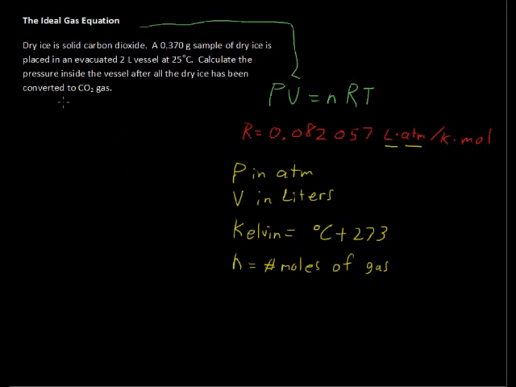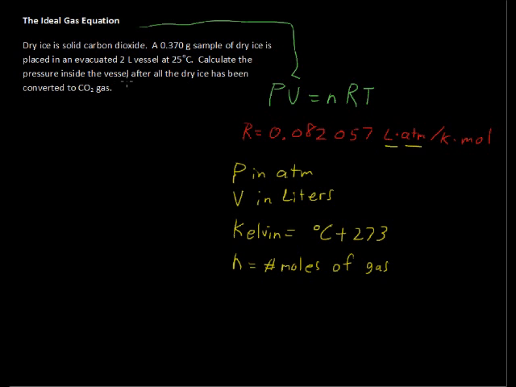Okay, so let's see what the problem is. Dry ice is solid carbon dioxide. That is true. When you buy dry ice, it's just carbon dioxide in its solid state. A 0.370 gram sample of dry ice is placed in an evacuated 2-liter vessel at 25 degrees Celsius. Evacuated, meaning it's empty and it doesn't have any air already in it. But it's a 2-liter vessel. That's the possible volume of this vessel.